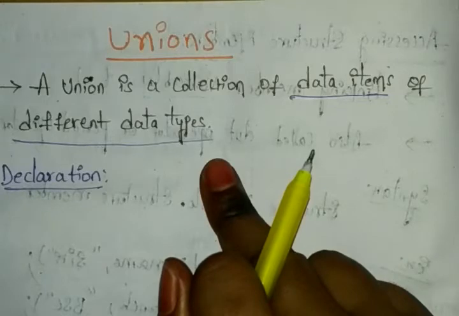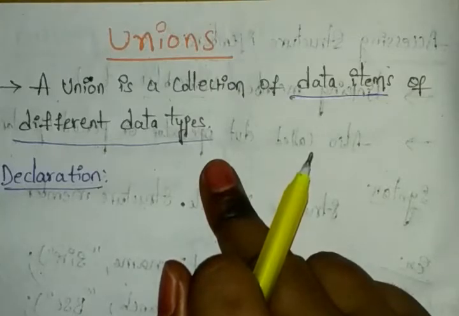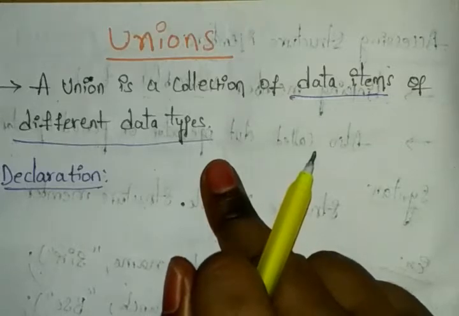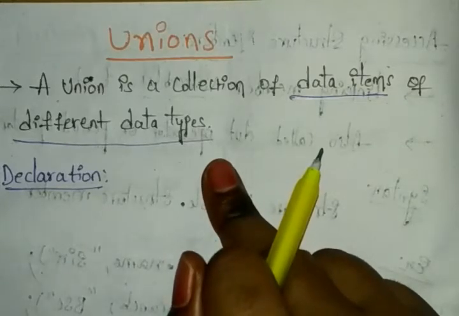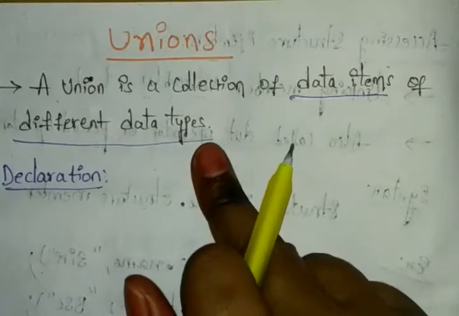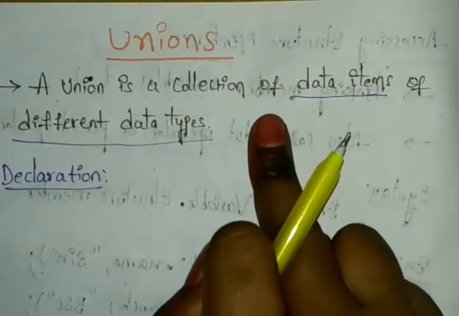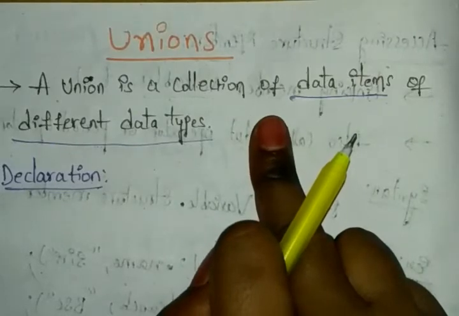Normally, arrays have a group of elements, but they do not have different data types. They have the same data type. If you are declaring the elements, they are described by only one data type. But in a union we don't have that restriction. Here we can use a different data type for each and every data item. So this is similar to structures only.